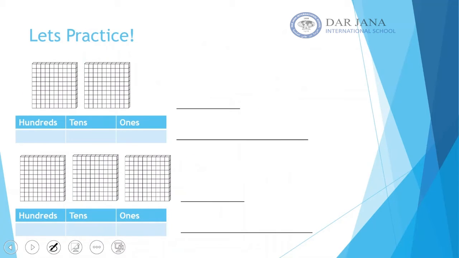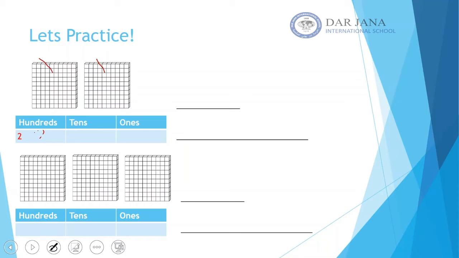Let's practice now. Now, I need you to look at the picture, at the models that you have. You have how many hundred flats? Let's count. I have 1 and I have 2. So I have 200 flats. So I will write 2.